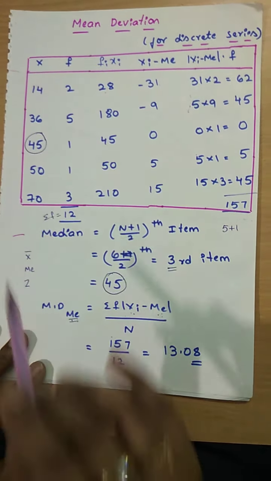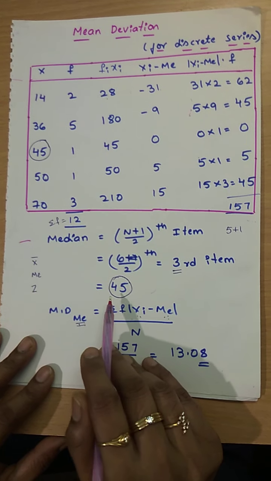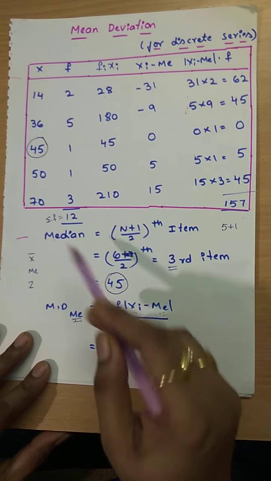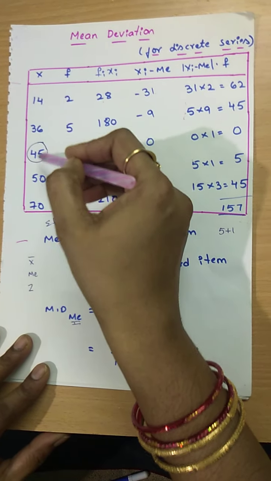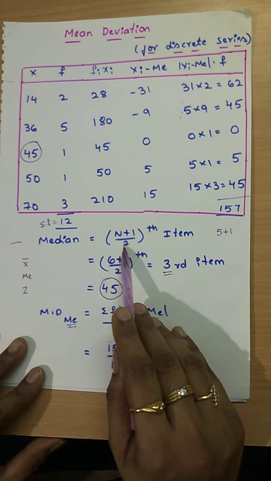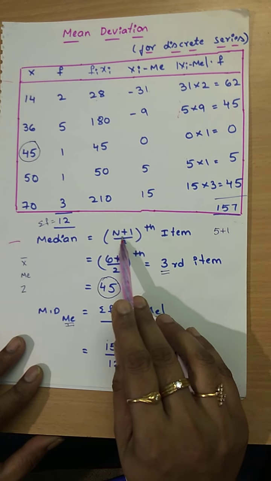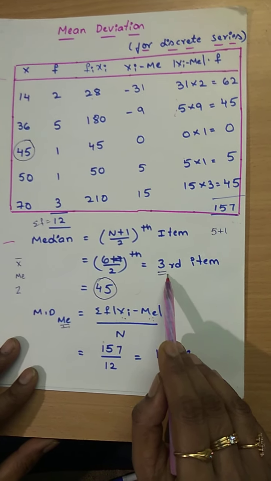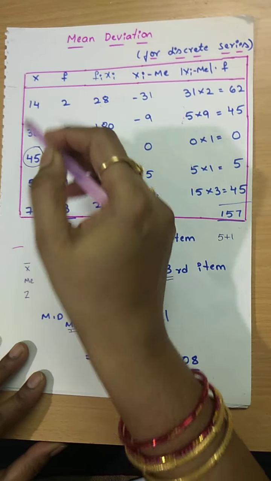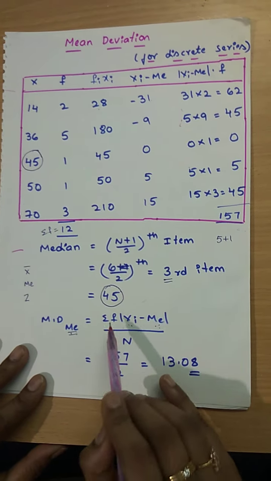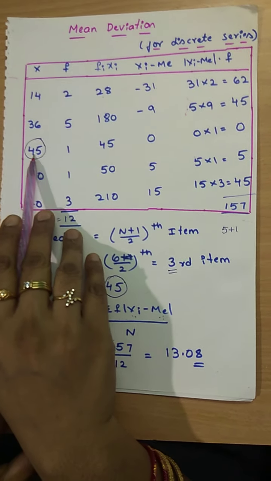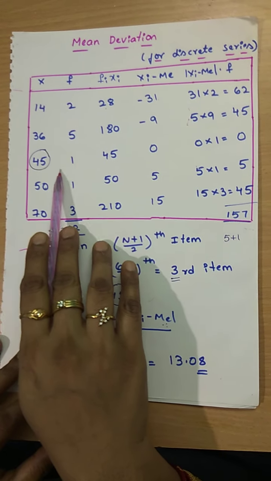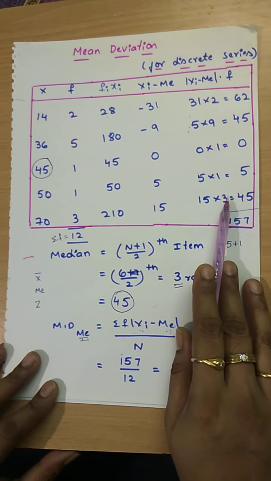After that we need to find the median value. What is the formula for median? The median formula is (n plus 1) divided by 2 in the case of odd items. Here there are 5 items: 1, 2, 3, 4, 5. So n plus 1 means 5 plus 1, which is 6, divided by 2 equals 3. The third item. What is the third item? 45. So we found median equal to 45. Based on this median we are doing the remaining part of the problem.